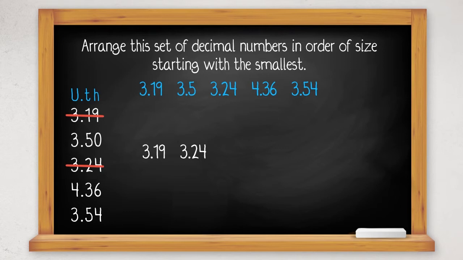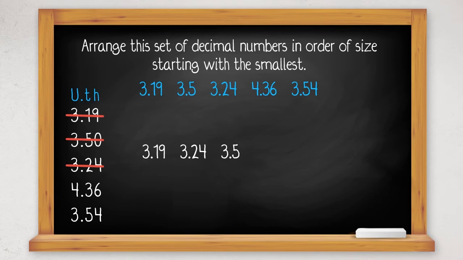The remaining 2 numbers which have 3 in the units column both have a 5 in the first decimal place. To determine which is the smallest, we have to look at the figures in the next column, the second decimal place or the 100th column. This one has a 0 and this one has a 4. 0 is smaller than 4, so 3.50 is the next smallest number. So write 3.5 as the next smallest number and cross this one out. We just write it as 3.5 because that is how it is written in the original list.